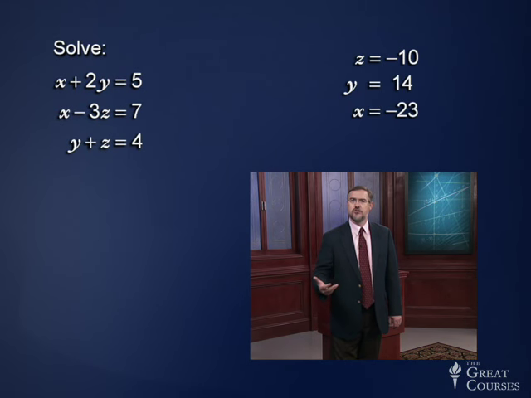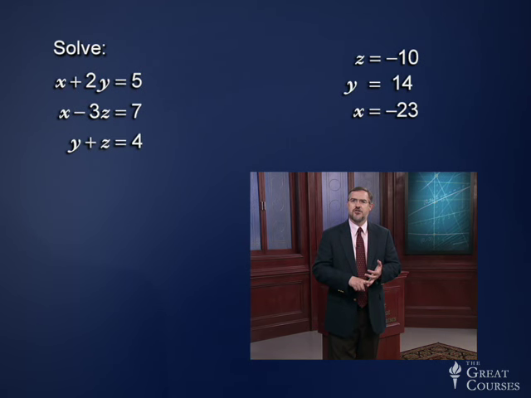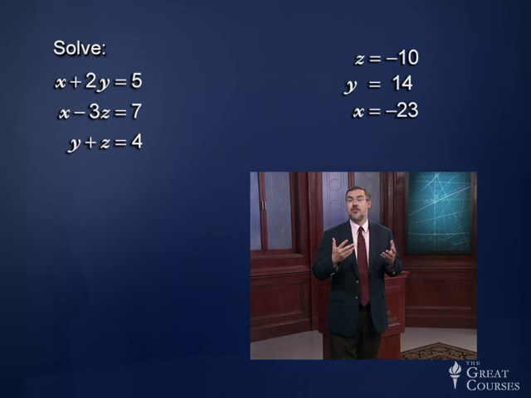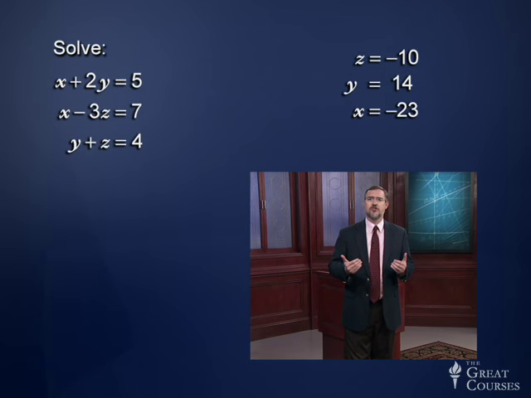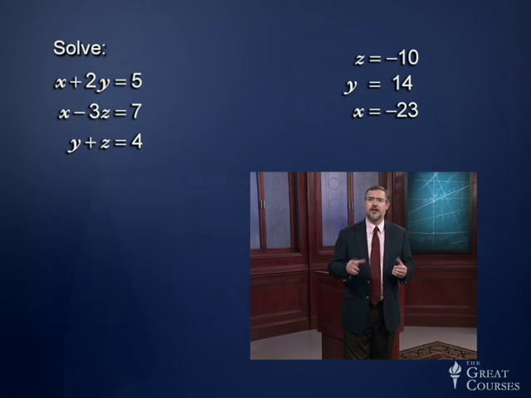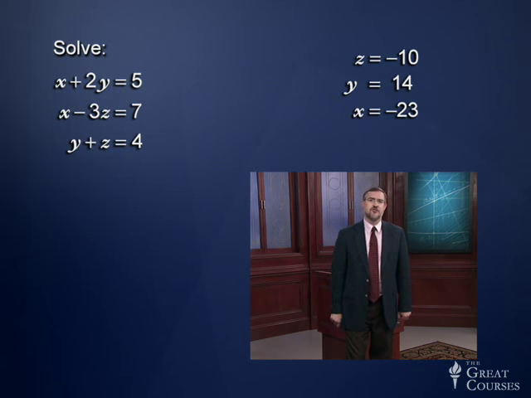So guess what? Our solution is done. X is negative 23, y is 14, and z equals negative 10. And that's the final answer. Again, you can plug that information into the original set of equations if you'd like to make sure you've done it right. But ultimately, we've actually finished that problem by finding those three values.